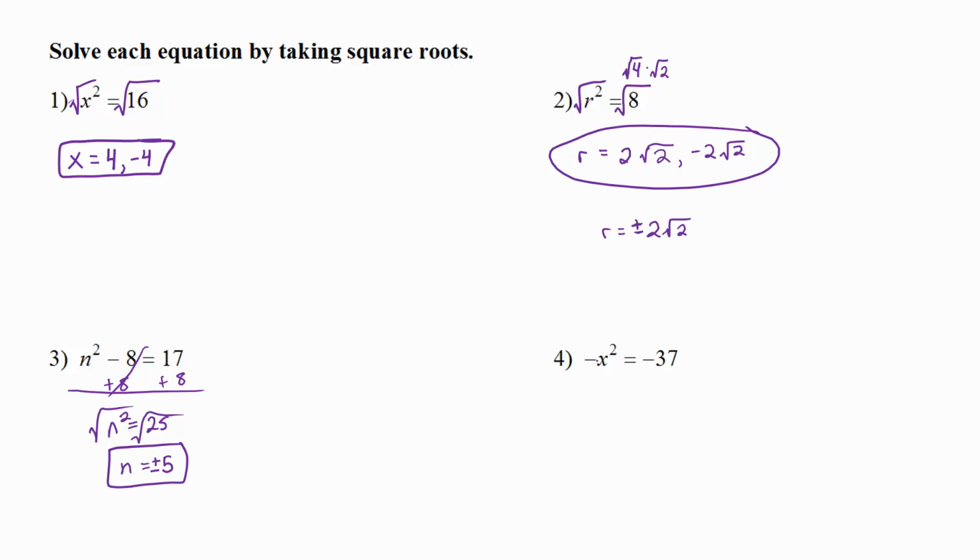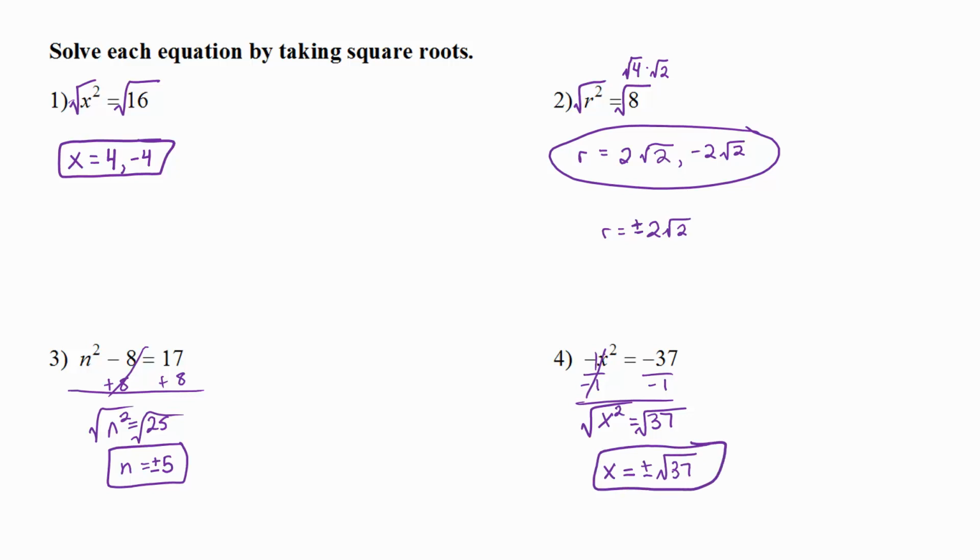On number 4 here, this negative in front is like a negative 1 that we can divide over. That means x squared equals positive 37. We want to square root both sides and get x equals. Now, 37 is a prime number. So that means that all we can do is put the plus and minus sign in front. This is plus and minus square root of 37.